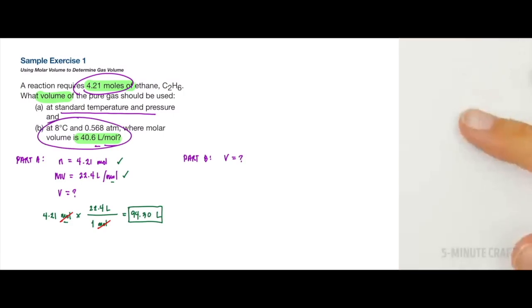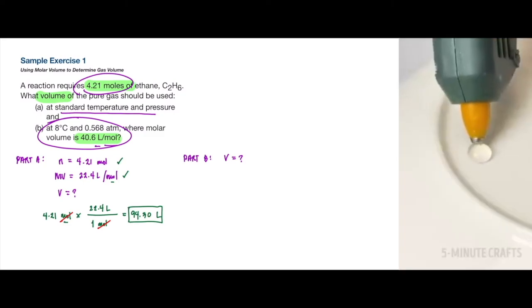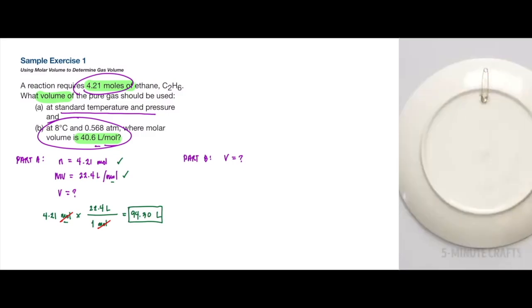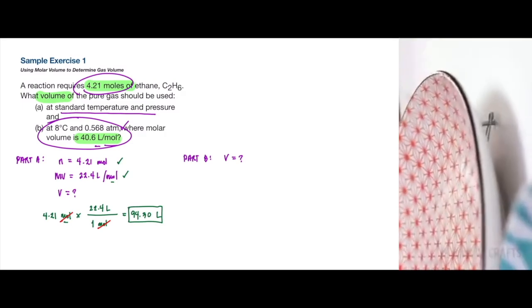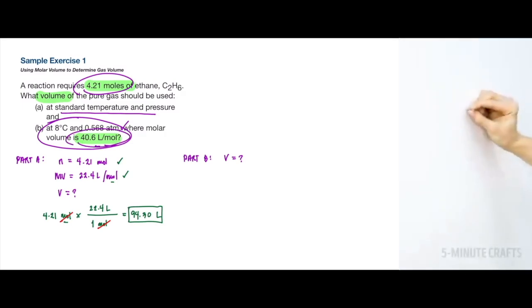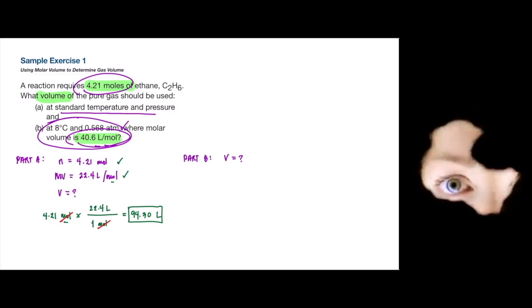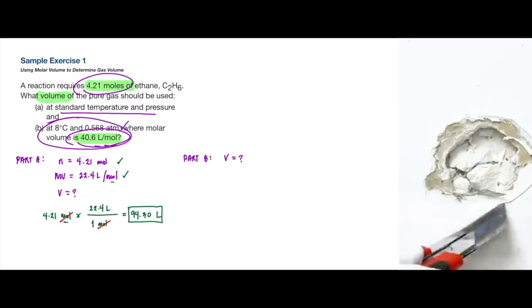On the other hand, for part B, we need to find the volume of pure gas needed at 8 degrees Celsius and 0.568 atmosphere, where molar volume is 40.6 liters per mole. Since for letter B the reaction is happening at certain conditions, 8 degrees Celsius and 0.568 atmosphere, and the molar volume in these conditions is also given, which is 40.6 liters per mole, that molar volume will now be our new conversion factor.